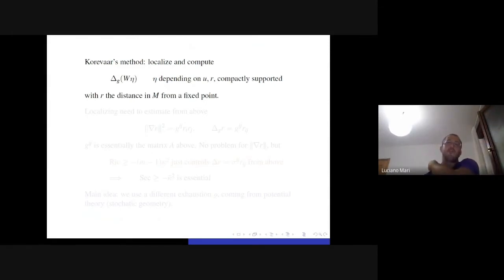So the choice is to localize. We don't have a nice equation for which we can prove an infinity estimate, for example, by integral methods. So we localize. How does Korevar's method work? You take w that you want to estimate, and you multiply by a cutoff depending both on the distance from a point and on u.